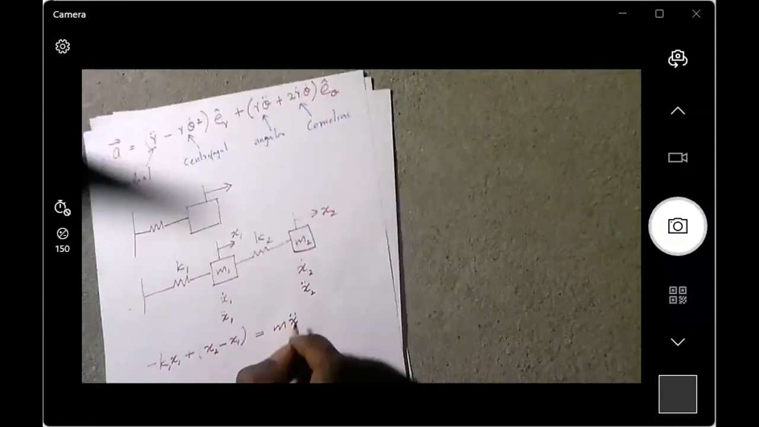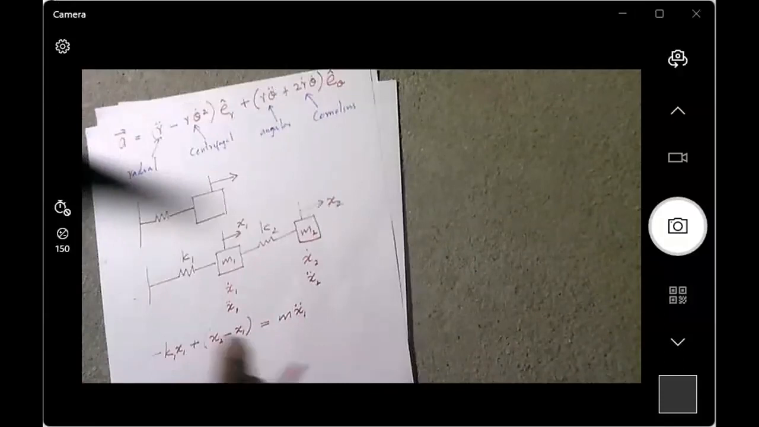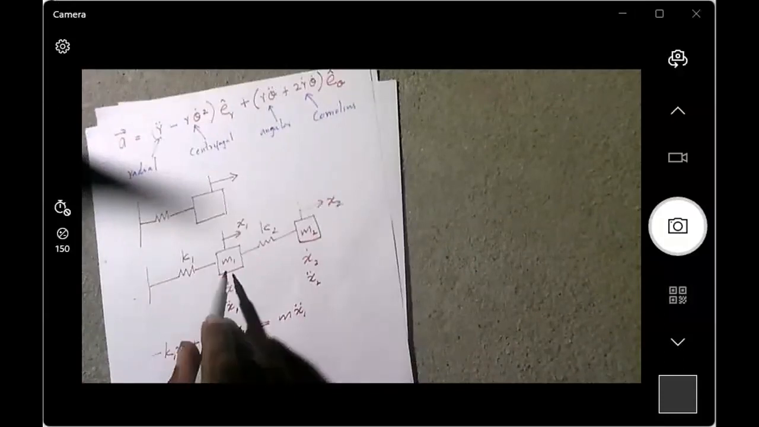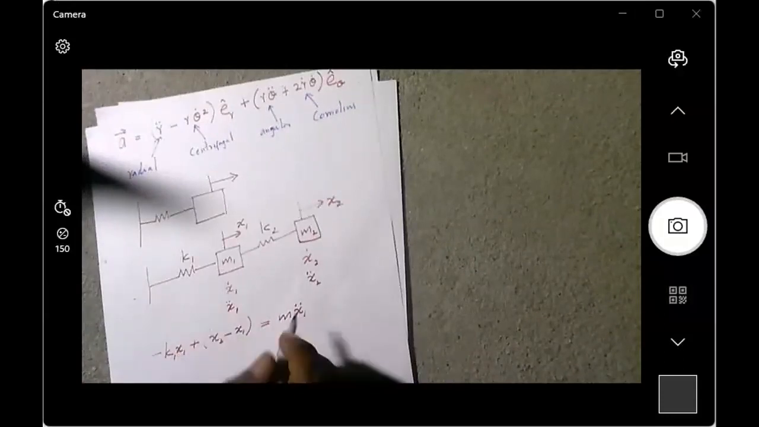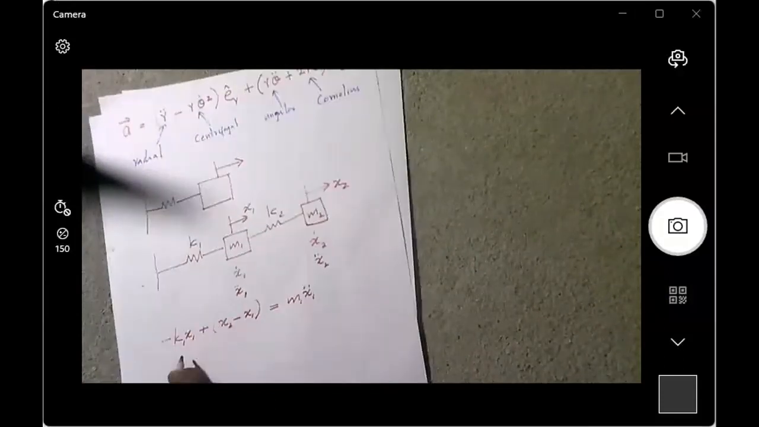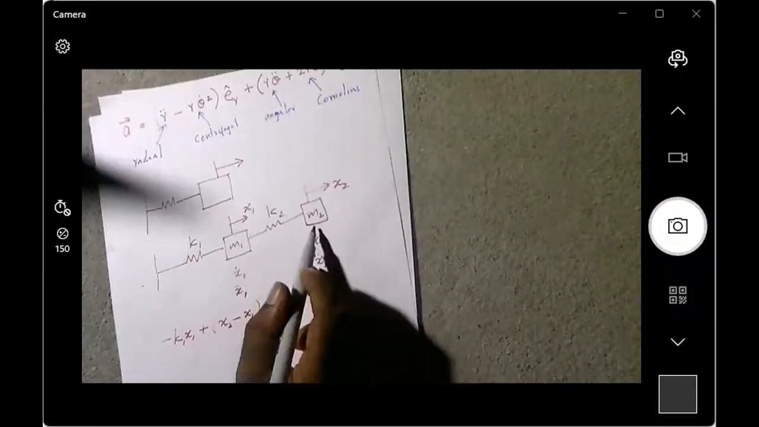And this will give rise to m1 x1 double dot, the acceleration of the mass M1. So this is M1, right? In the same way, you can write for X2.